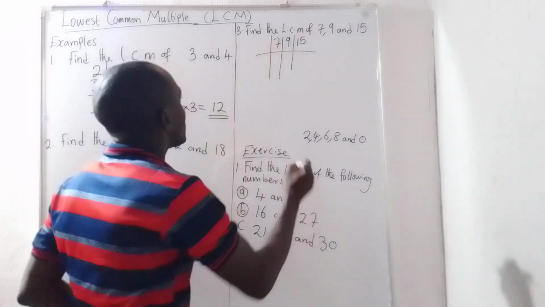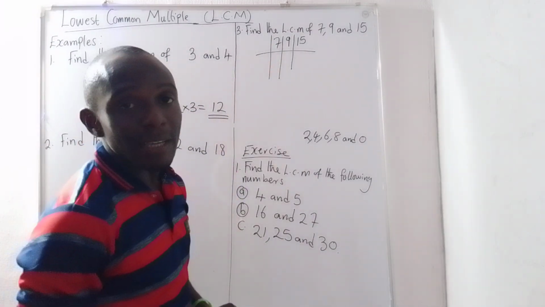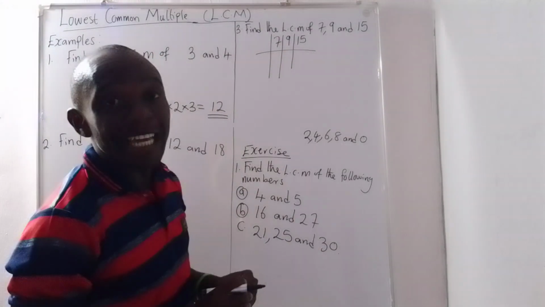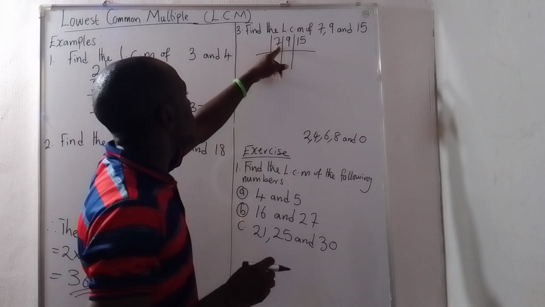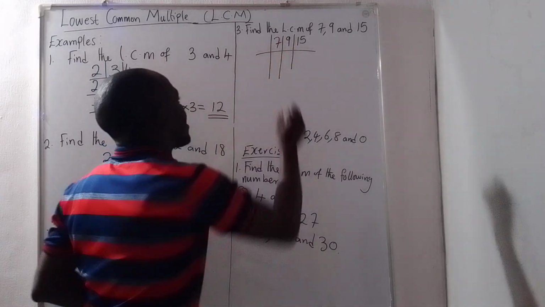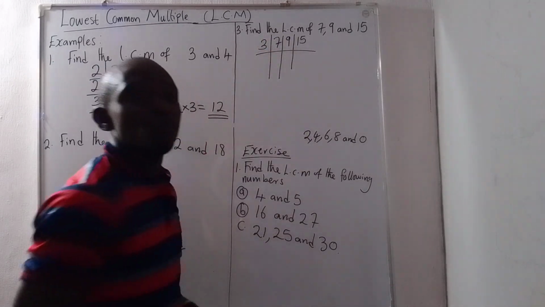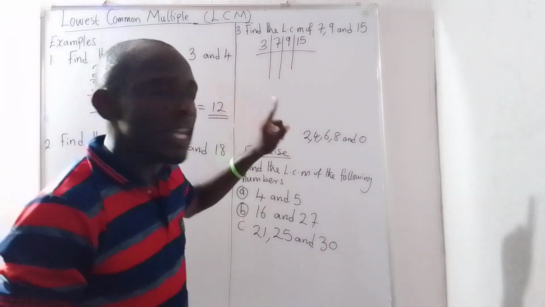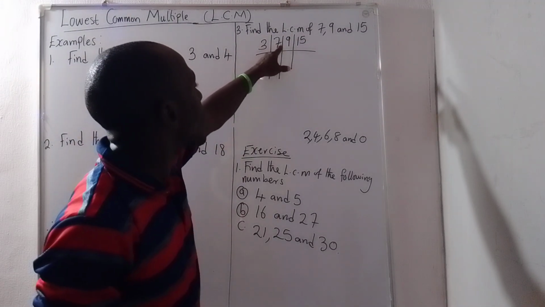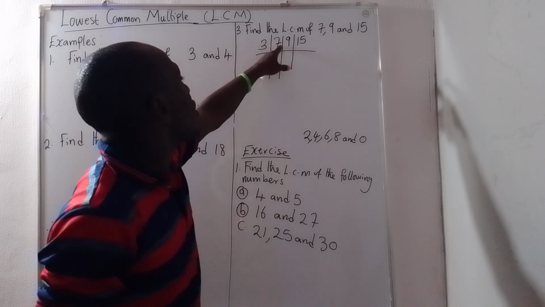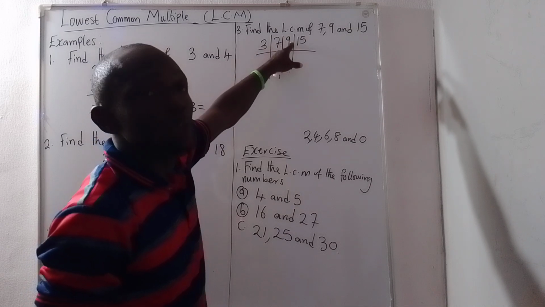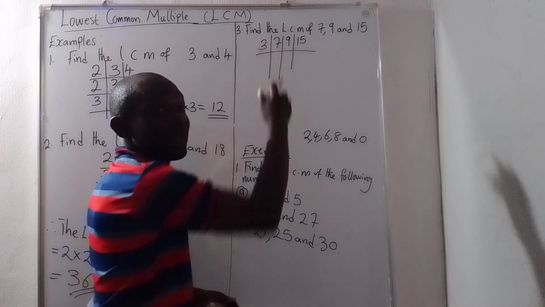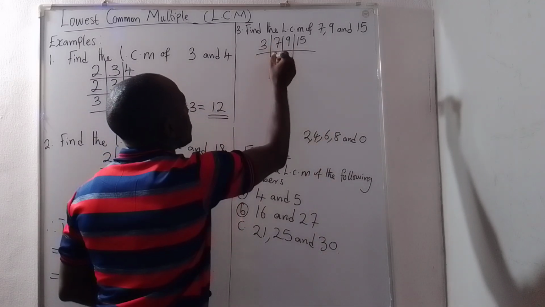Can 3 divide 7? No. As in my previous video on the rules of divisibility, 7 cannot be divided by 3, so we will not use 3 to divide 7. What about 9? Yes. If a number can divide either one of them, both of them, or all of them, we use it. So 7, which cannot be divided by 3, we bring it down.